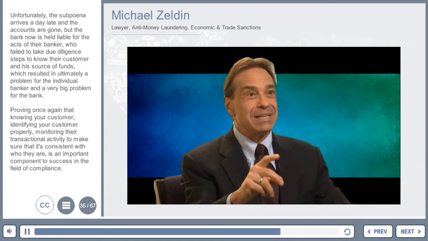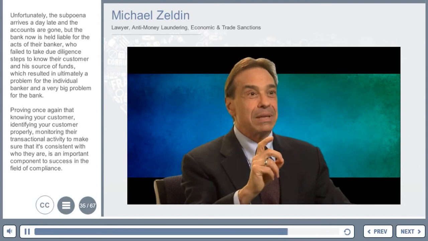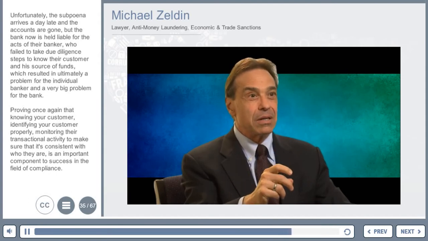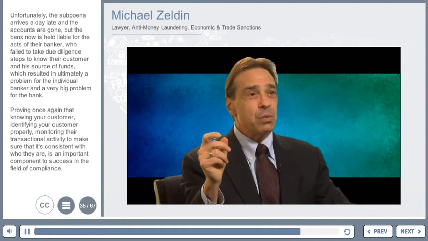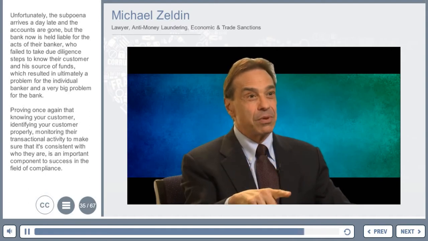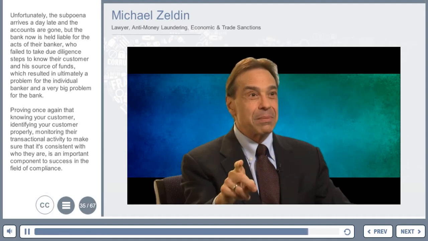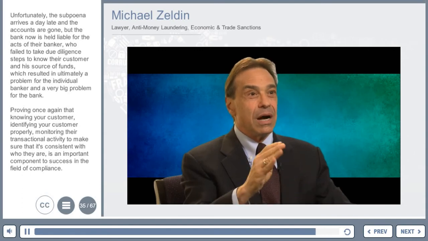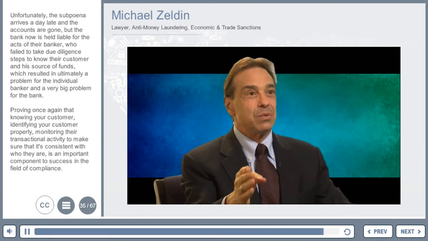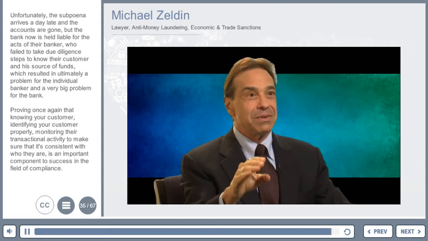Unfortunately, the subpoena arrives a day late and the accounts are gone, but the bank now is held liable for the acts of their banker who failed to take due diligence steps to know their customer and his source of funds, which resulted in ultimately a problem for the individual banker and a very big problem for the bank. Proving once again that knowing your customer, identifying your customer properly, monitoring their transactional activity to make sure that it's consistent with who they are is an important component to success in the field of compliance.